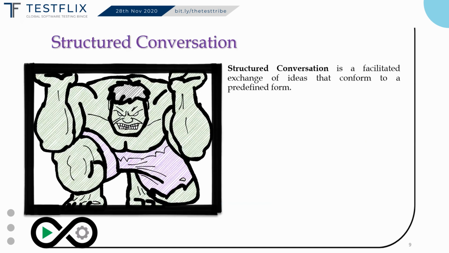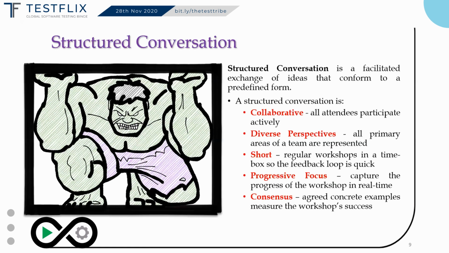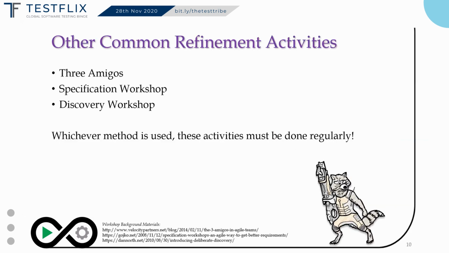In this structured conversation, it's often led by, say, the product owner or a lead business analyst to have a collaborative discussion where all participants will participate actively. You have diverse perspectives, so all primary areas of a team are represented. It should be short, time boxed for, say, 30 minutes or less, with a progressive focus where you capture the information live. And at the end of it, you have a thumbs up or thumbs down vote.